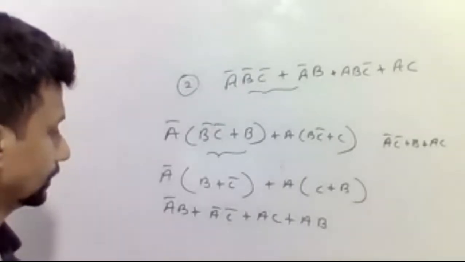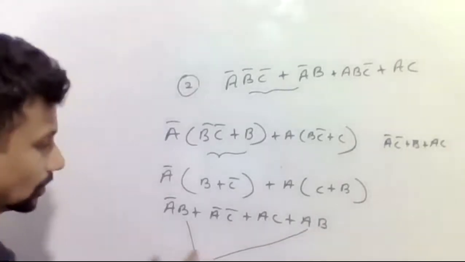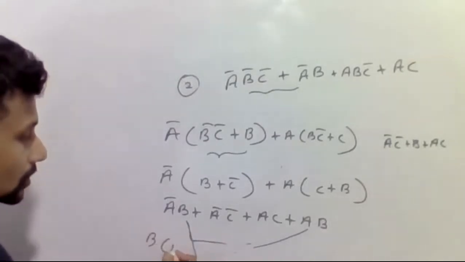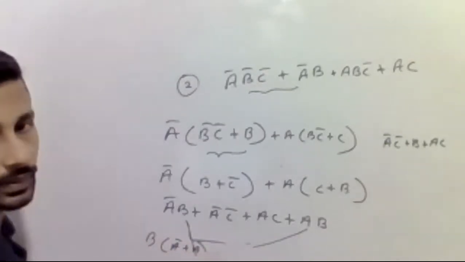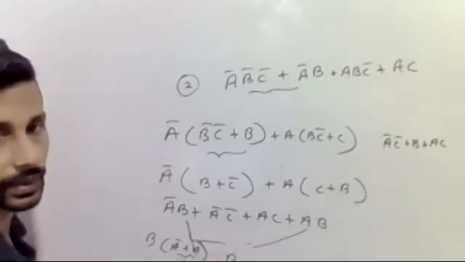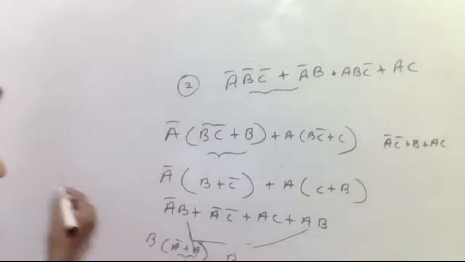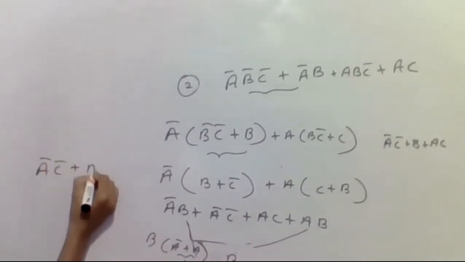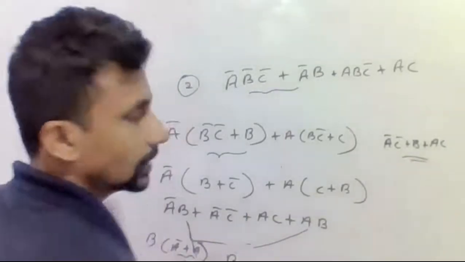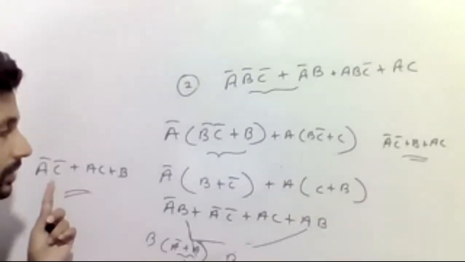From these two, I am taking b out. So a dash plus a is coming. A dash plus a, so that is 1. So from this part you are getting b. So these two you can't simplify. So I am writing the answer a dash c dash plus ac plus b. I think, see, same answer you are getting, right? Same answer you are getting.